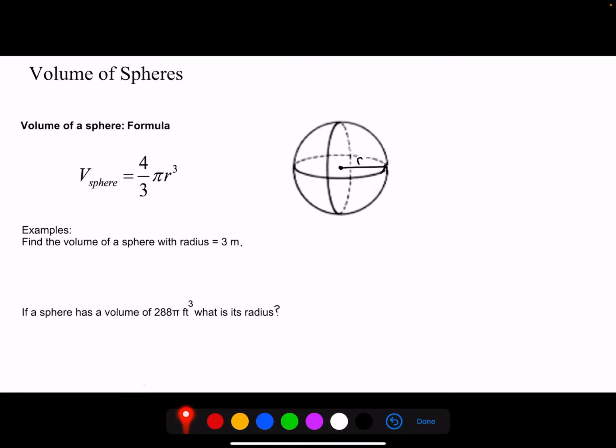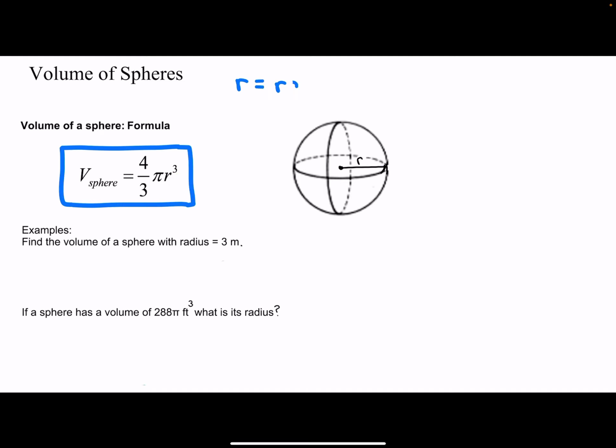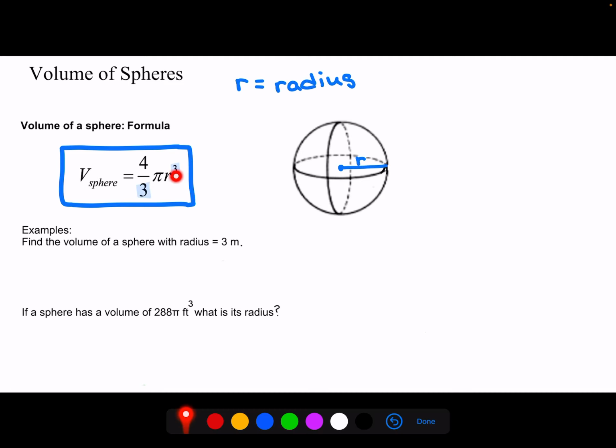So, volume of a sphere is going to be equal to 4/3 pi times the radius cubed. Of course, r is going to stand for the radius here. And we notice that we're dealing with cubed units instead of squared units. So that's a big difference from surface area and from just the area of a circle.